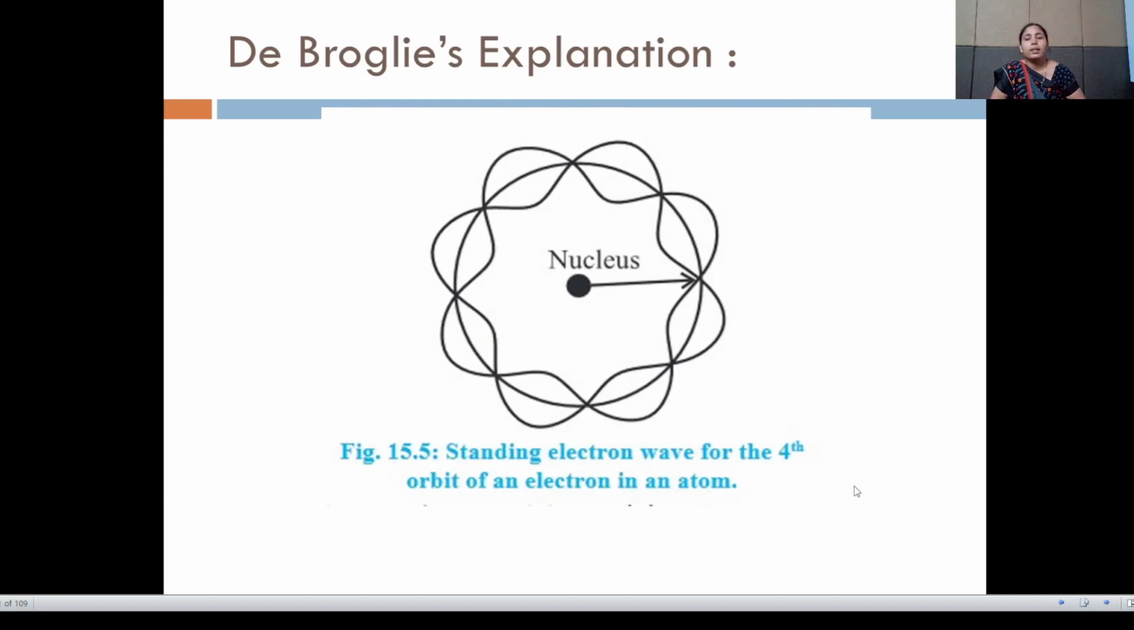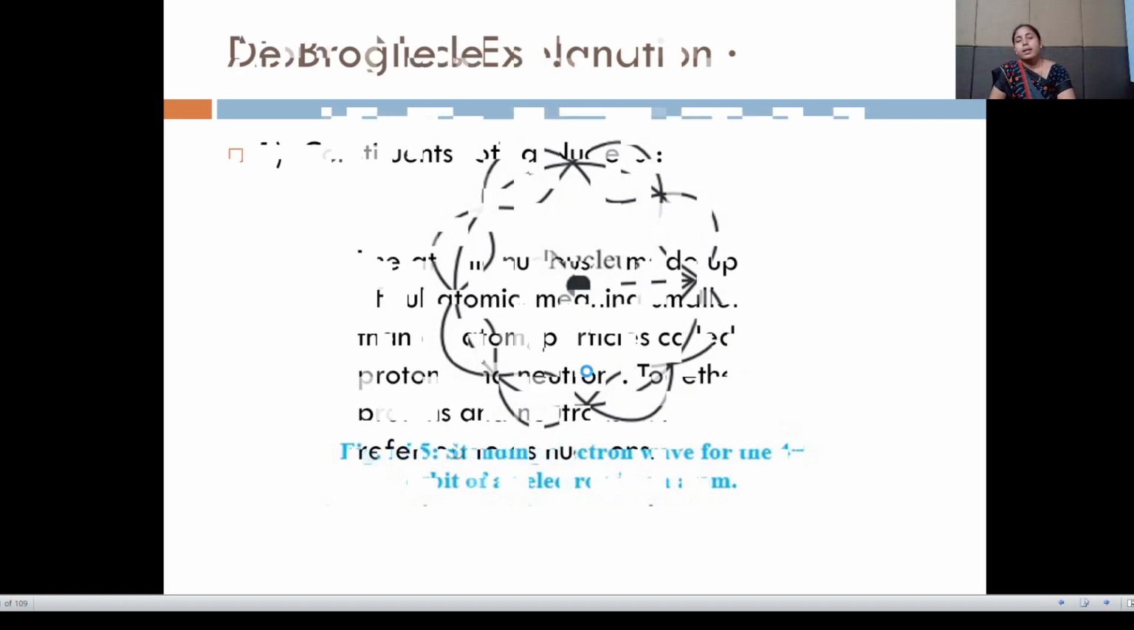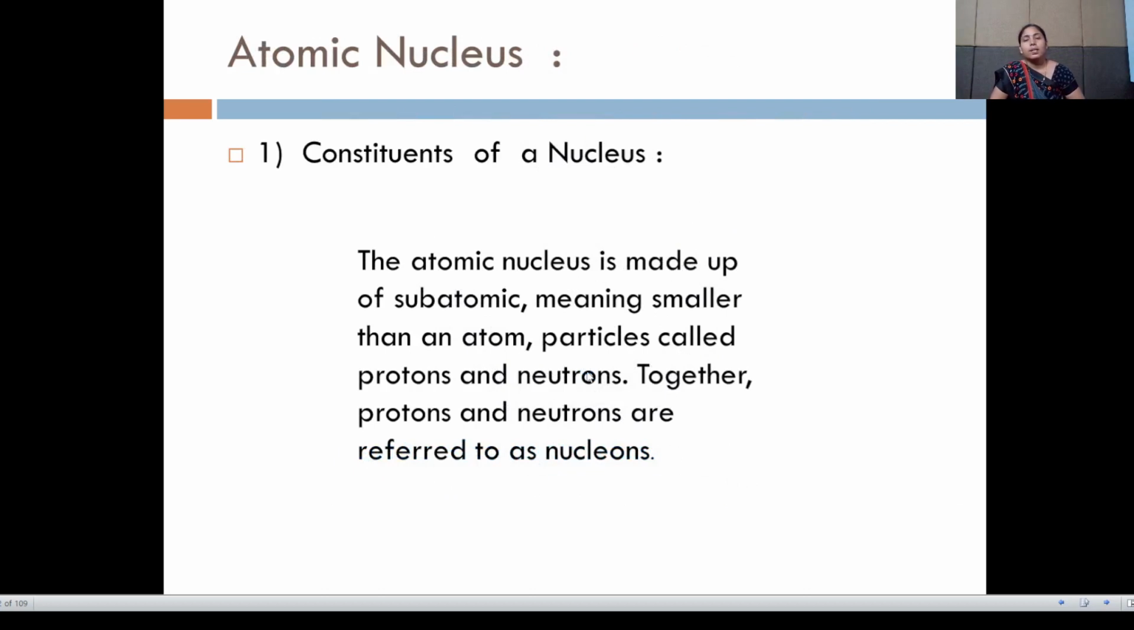So here is a standing electron wave for the fourth orbit of an electron in an atom. An atom mainly consists of a nucleus and electrons. Now, the constituents of the nucleus. The atomic nucleus is made up of subatomic particles, meaning smaller than an atom. The particles are called protons and neutrons. Together, protons and neutrons are referred to as nucleons.